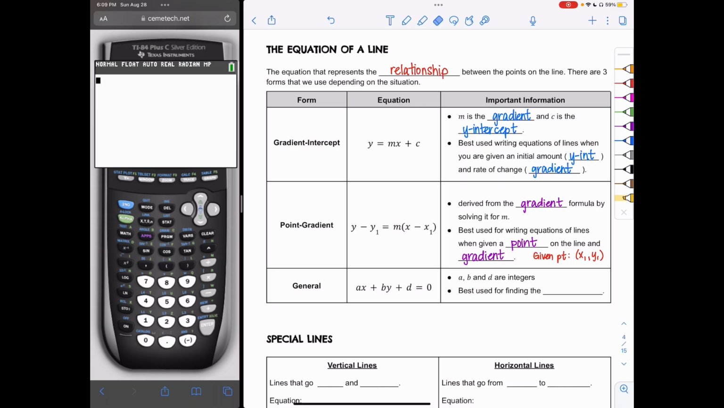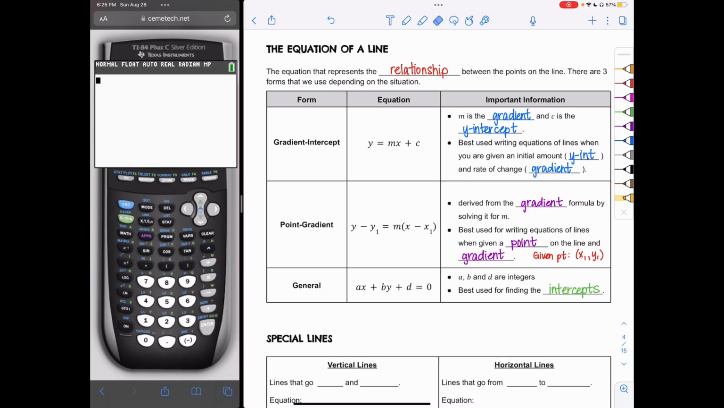The last form that we have is general form, which is ax plus by plus d is equal to 0. And a, b, and d have to be integers. Remember, integers are positive and negative whole numbers. And it is best for using it to find the x and y intercepts.